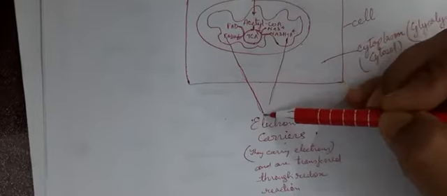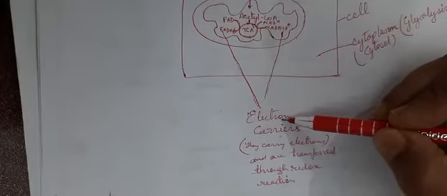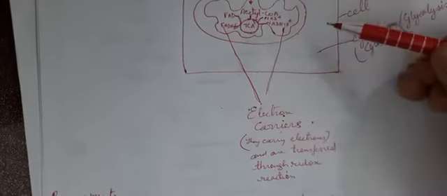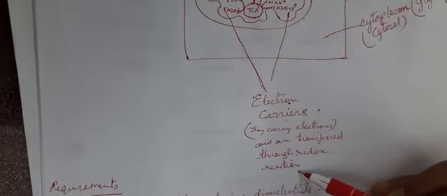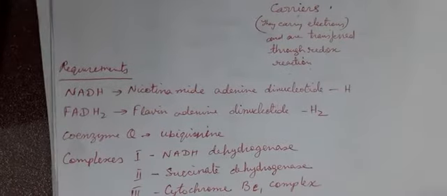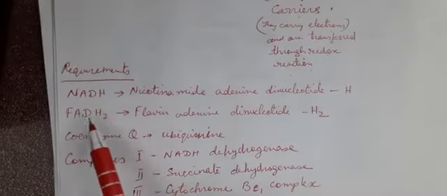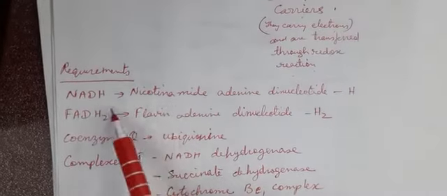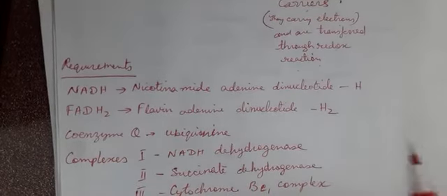So we can see here these are the electron carriers. We can also say that they are the electron donors because they carry the electrons to the electron transport chain and they donate their electrons. So they carry electrons, which are transferred through redox reactions in the electron transport chain. Now, in the electron transport chain, there are certain things required. So these requirements are NADH, that is nicotinamide adenine dinucleotide, a hydrogen carrier.